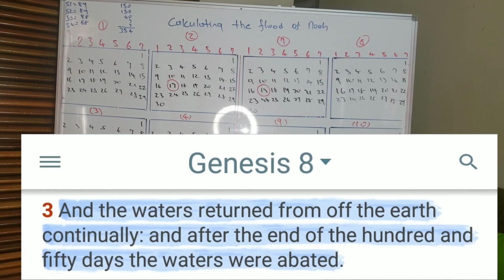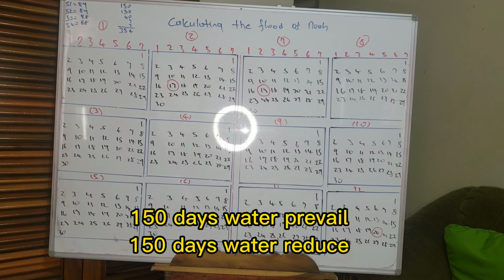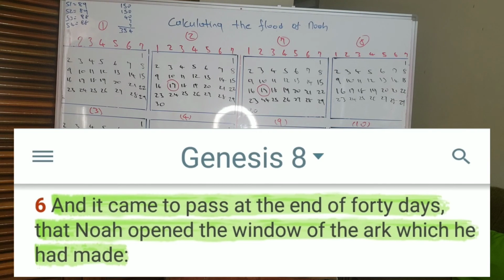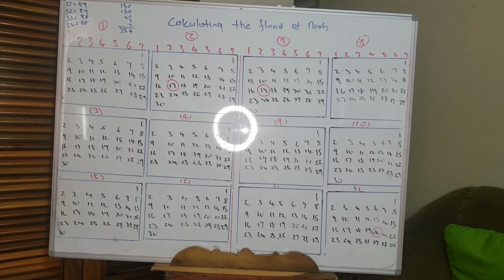Now, again it says, and the waters returned from off the earth continually, and after the end of the 150 days the waters were abated, and the ark rested in the 7th month and the 17th day of the month upon the mountains of Ararat. Now verse 6 says, and it came to pass at the end of 40 days that Noah opened the window of the ark which he had made. So he sent out a raven, right?